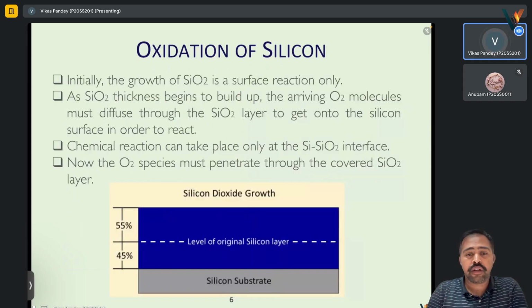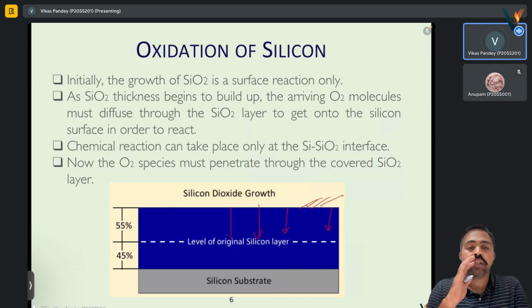As you can see, at first, in the top layers, the reaction will be very much controlled by the rate of reaction, but as the thickness grows, it will depend on how much these species are diffusing inside. So the start of the oxidation is reaction dependent, and later on it becomes diffusion dependent.